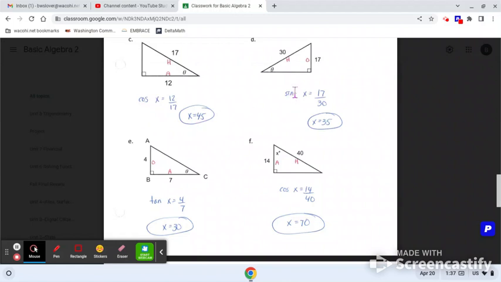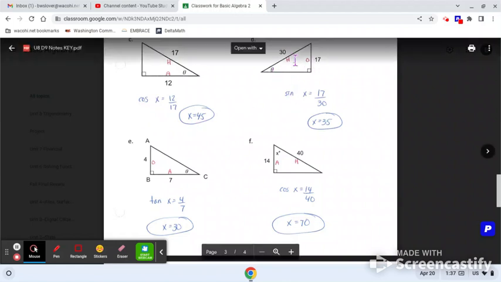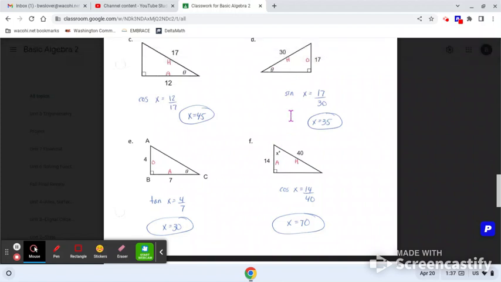Letter D, here's theta. So you have something opposite, something hypotenuse. That would be sine of X. That would be 17 over 30. Plug it in your calculator and you get 35.